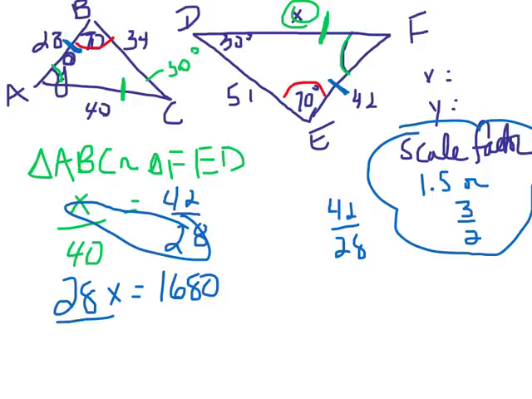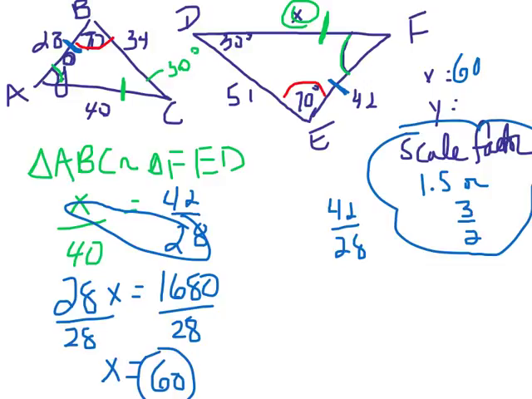If I want to find out what X is, I could divide both sides by 28 and get X equal 1,680 divided by 28. Having calculator issues now because I'm not using my regular calculator. Divided by 28 equals 60. So X is equal to 60.